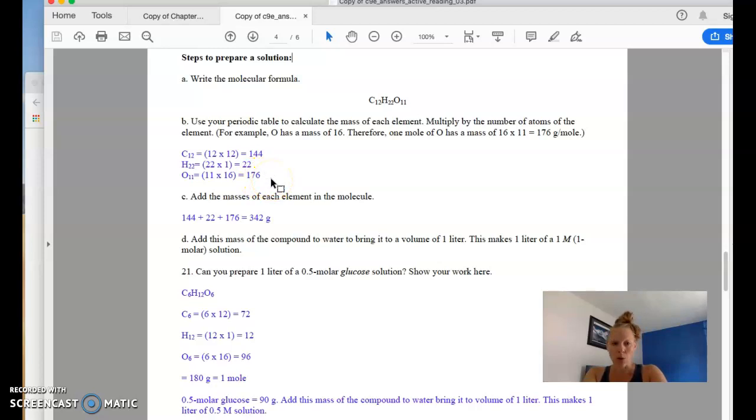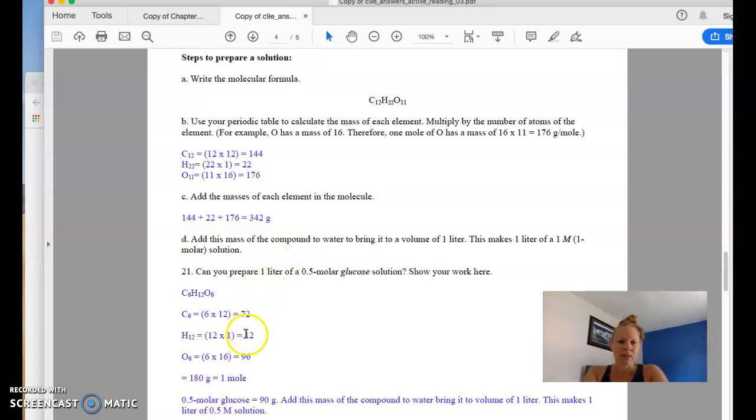grams per mole. And so then we just add these masses up. So 144 plus 22 plus 176 gives us 342 grams. And then this right here, this is kind of confusing. To make a 1 molar solution, you would use 342 grams of this substance with 1 liter of water. So then we would have a very specific concentration of a solution.